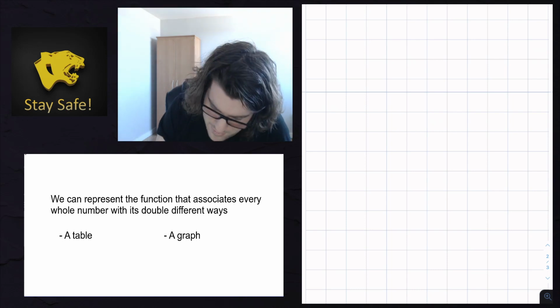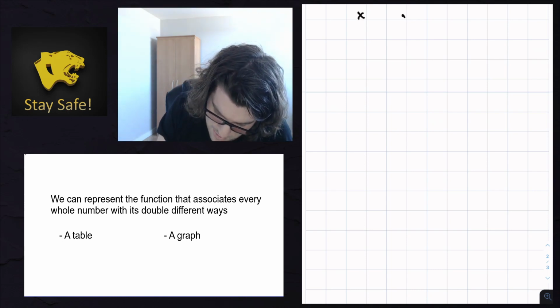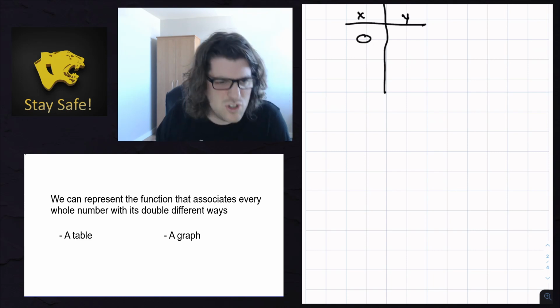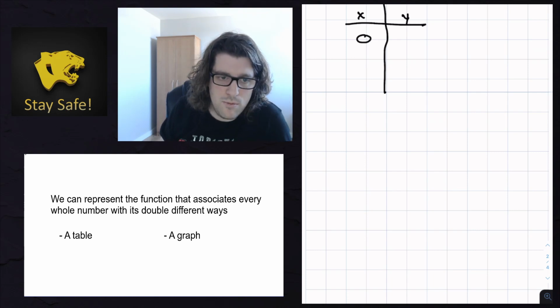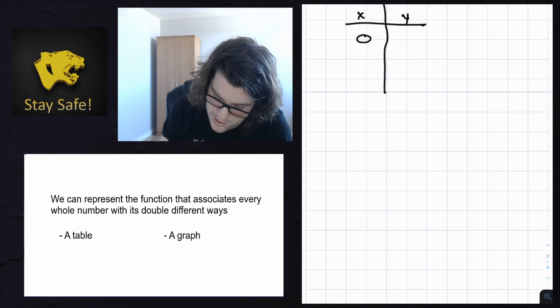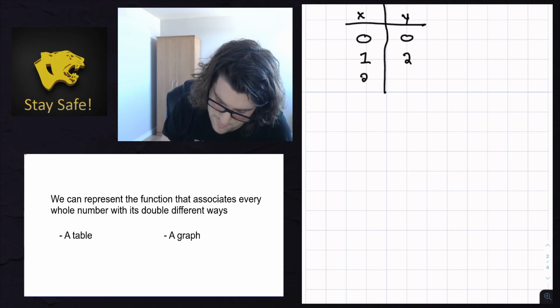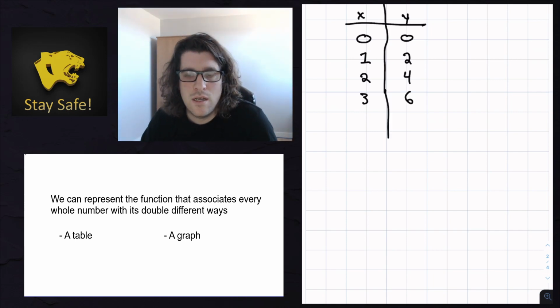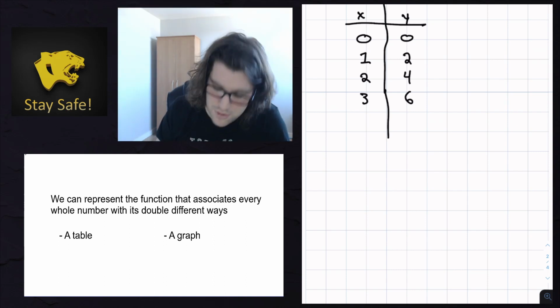So if I am just to use a table, let's say I start with the number 0, just to keep things simple. What's the double of 0? Well, it's 0. What's the double of 1? 2. What's the double of 2? 4. What's the double of 3? 6. We could keep going, but that's fine. I could also use a graph to show this.